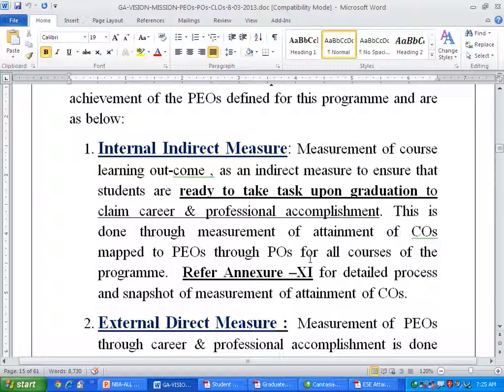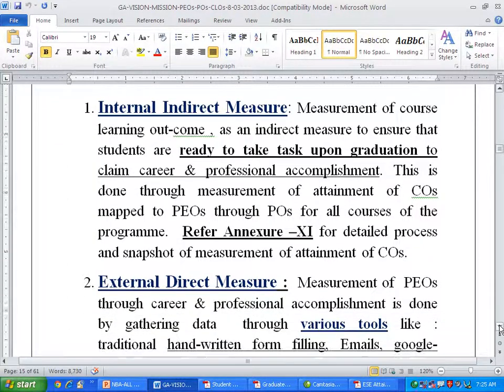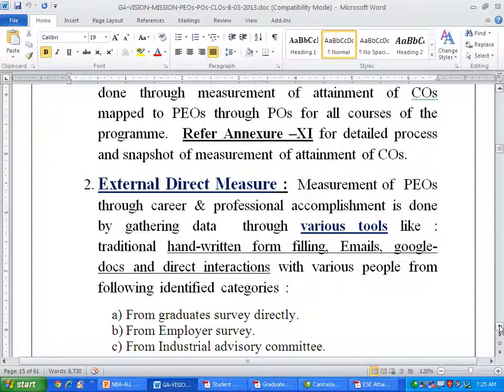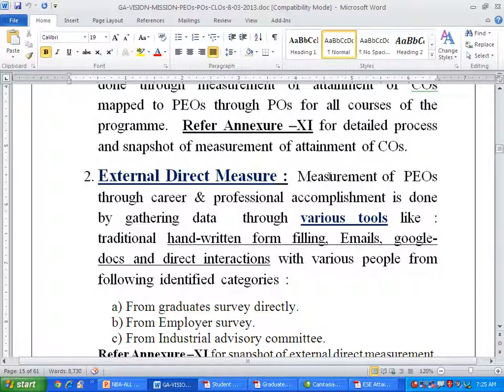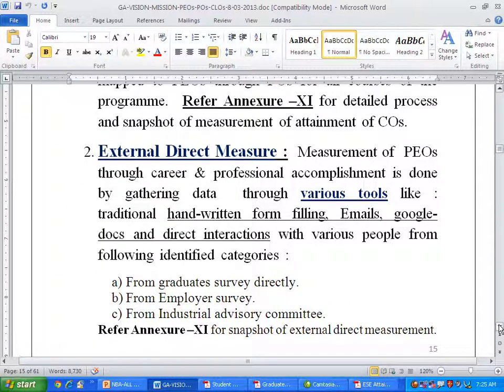This definitely is a direct way of measuring the course outcome, and an indirect way of measuring program outcome and program educational objectives. Then what is the direct way of measuring POs and PEOs? We need to now look at this. It is external direct measurement. Measurement of POs through career and professional accomplishment is done by gathering the data through various tools like traditional handwritten form filling, emails, Google Doc, direct interaction with various people from different categories, that is from graduate survey directly, from employer survey, from industrial advisory committee, etc.